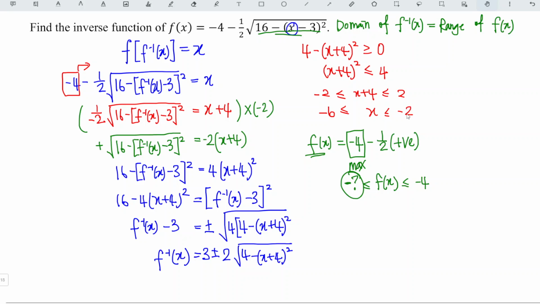Since this is the upper bound of negative 4, we shouldn't take this one, but we have to take negative 4. In other words, for the function f inverse x, which is equal to 3 plus minus 2 times the square root of 4 minus x plus 4 squared, the range of x, in other words the domain of the inverse function, should be from negative 6 to negative 4, and hence we're done.